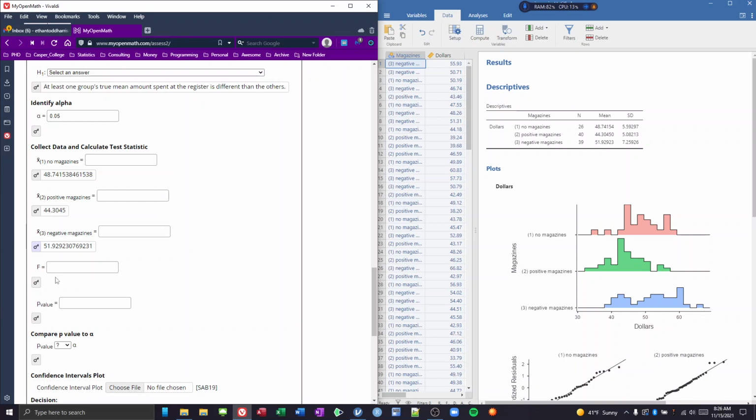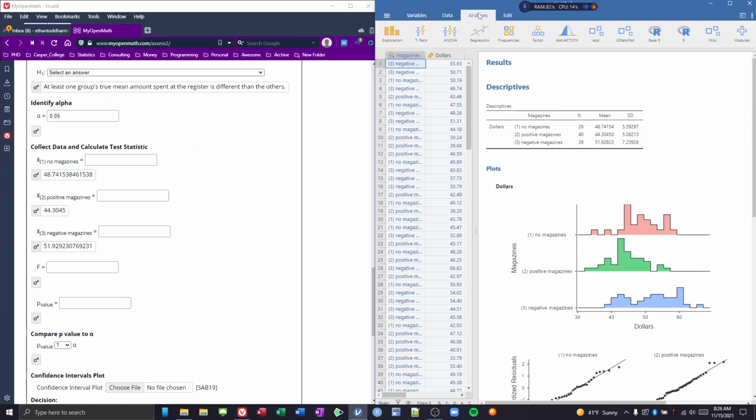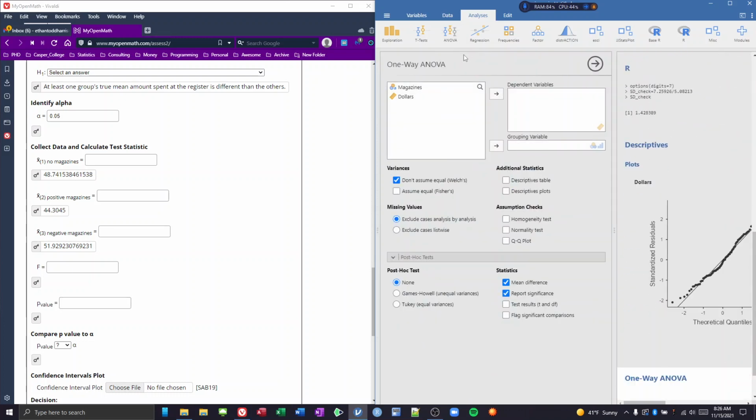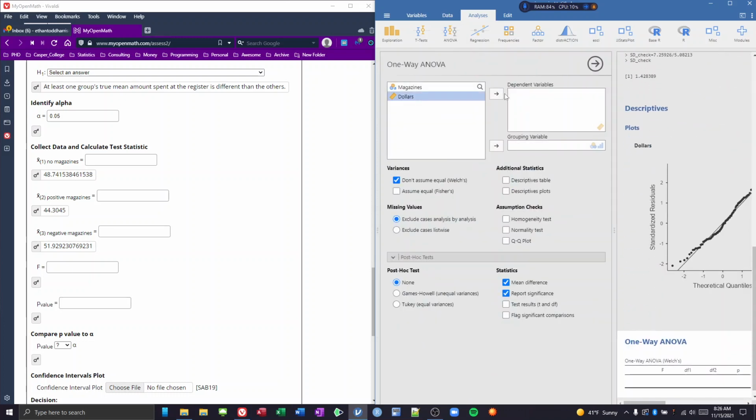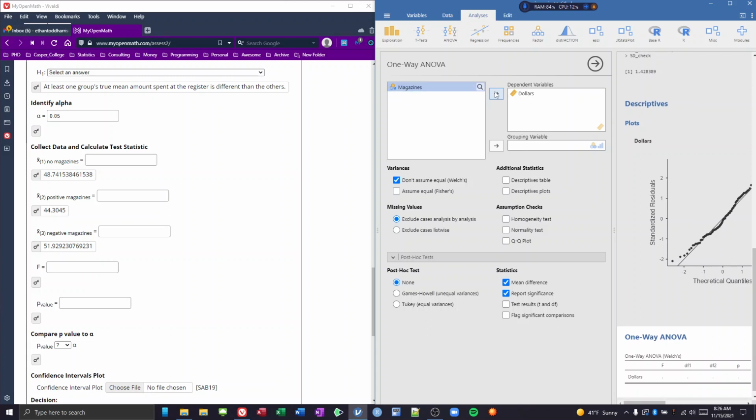Now we're looking for our F statistic and our p-value. At this point, we actually need to do our ANOVA analysis. We've gotten everything, but we haven't actually done our analysis. So we can go up to Analyses, click on ANOVA, and click on one-way ANOVA. From here, we grab our dependent variable, the variable we're interested in. We're really interested in the amount spent, and we're grouping them by the magazines.